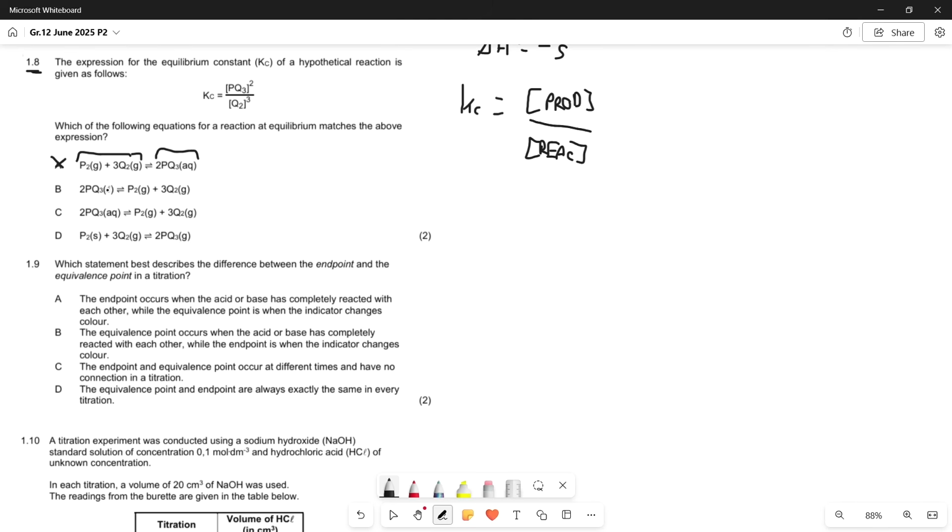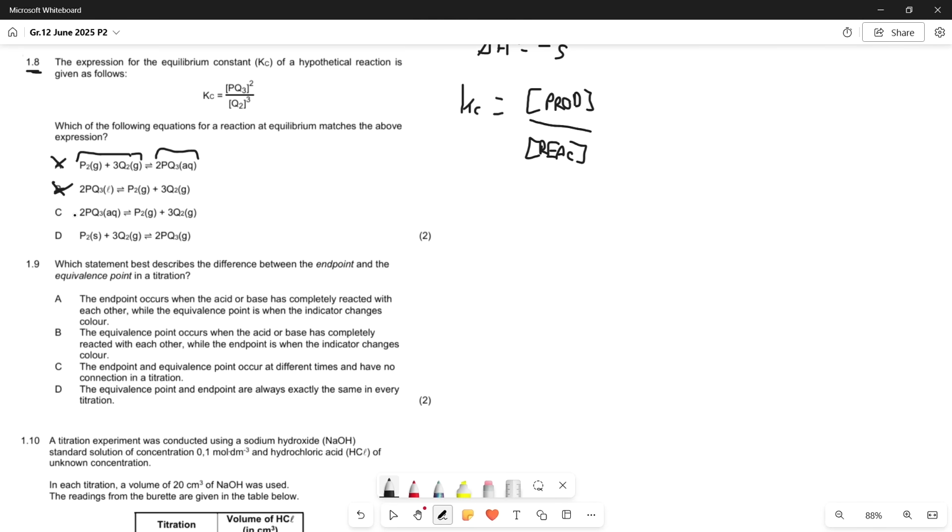That's also not good for us, because they have written our product first as a reactant, and that is not true, because we have products over reactants, which means this should come after the arrows. So therefore this is ruled out because of that. Then we have our P2 gas again, and we have 3Q2 over there. Okay, so they've just swapped them and turned this into a liquid, but our products need to come after the double arrows and our reactants first. So the order is wrong over here.